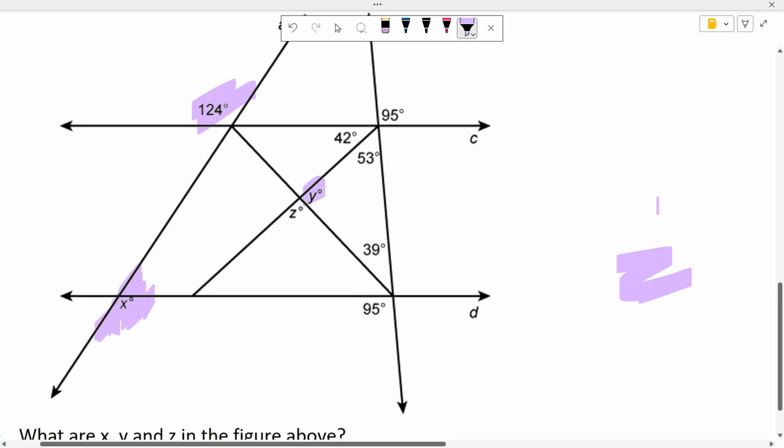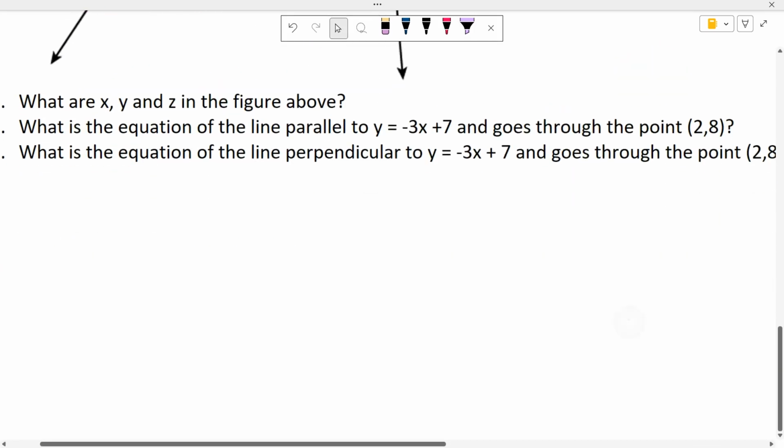How many degrees would Y be right here? Why? Yep, because there's 180 degrees in a triangle. These two, 53 and 39, add up to 92. So then there's 88 left for angle Y, right? If Y is 88, then what is angle Z? Corwin? 92. All right.